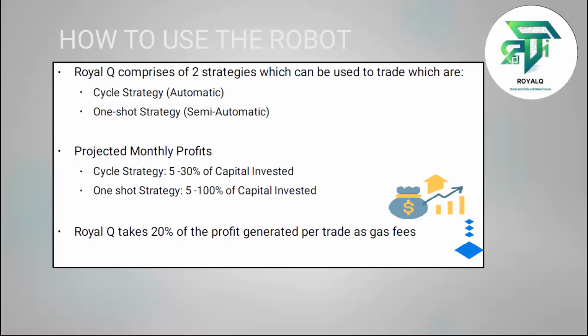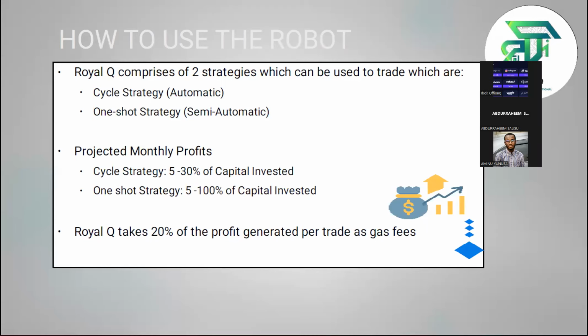Okay, so now how to use the robot. We are still talking about how to use the Royal Queue robot. Royal Queue robot has 2 types of strategy which can be used to trade. Number 1 is the circle strategy, which is the automatic, and the other one is the one-shot strategy, which is the semi-automatic. I will explain why we call it automatic and semi-automatic. What the circle stands for is that it will keep buying and selling, buying and selling, for you.